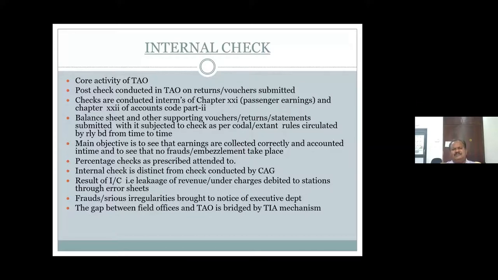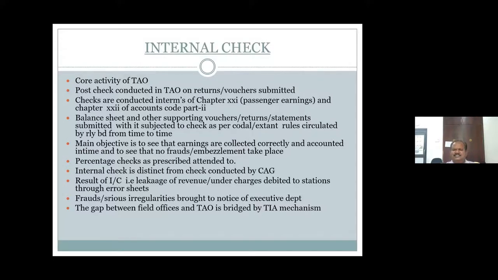The volume is very, very high. The entire amount collected, to the extent of 2,20,000 crores of rupees, is subjected to internal check in the traffic accounts office. So, a 100% check cannot be done at times. Checks are prescribed in percentages, and the required percentages will be dealt with by the staff. Internal check is distinct from the check conducted by CAG.